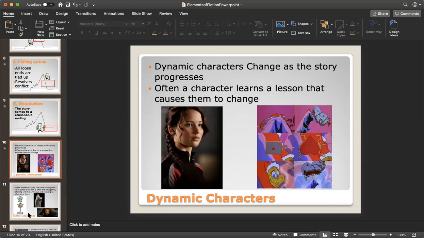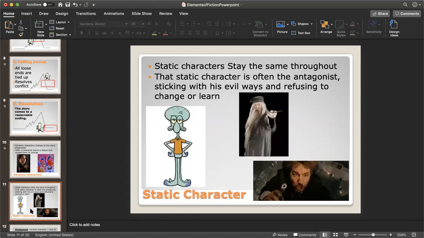These are characters that change over time. They learn a lesson, and because of those lessons learned in the plot diagram, in the story, they've changed. Okay, there's even the Grinch right there. The Grinch is not the same character at the very end. He's learned his lesson.